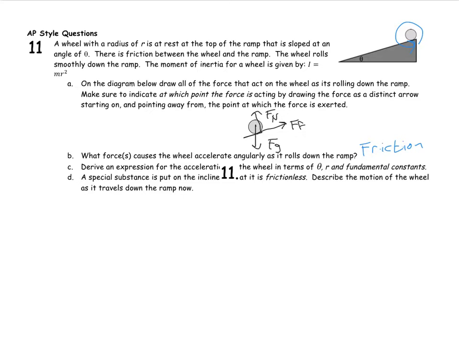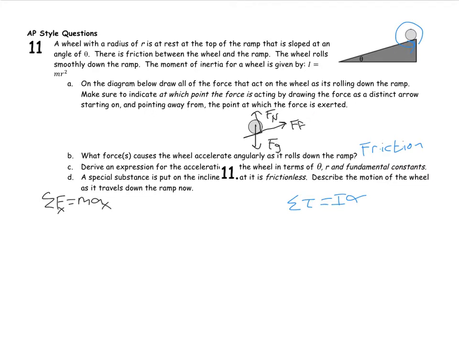Part C, we want to derive an expression for the acceleration of the wheel in terms of theta, r, f, and fundamental constants. So this is a situation where we have an object that is accelerating angularly and is accelerating linearly. So we're going to set up the sum of the forces equals ma and the sum of the torques equals I alpha. Let's start with the forces here, and really we're thinking about the forces in the x direction. So what forces do we have in the x? We have our force of friction, and we also have gravity.